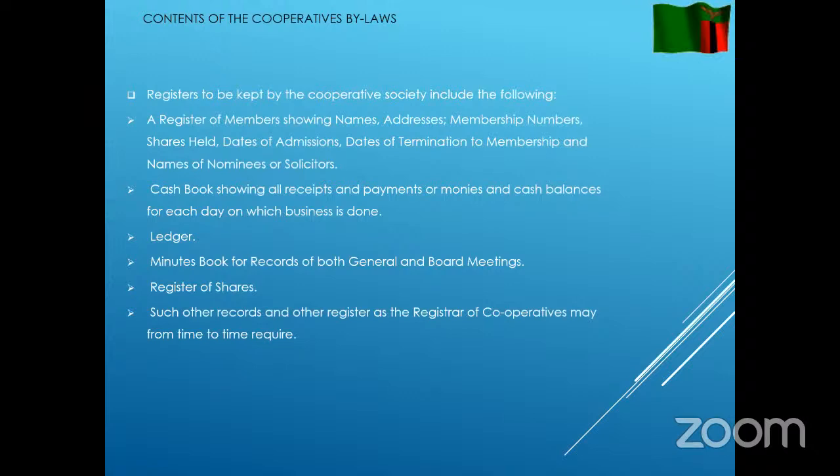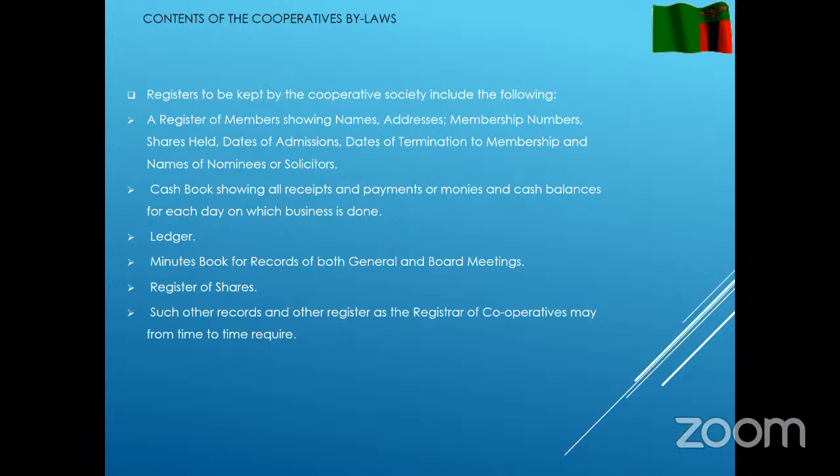Yeah, so the registers that you need to have, if your office is in Mongo, if your office is in Lusaka, you need to have a register of members, a membership register, showing the names, addresses, the membership number, the shares held, when they were admitted for membership, if at all they've been removed from membership for various reasons, and if there are any names of nominees. You remember, initially I talked about if someone passed on, who takes over? Sometimes these are nominees.